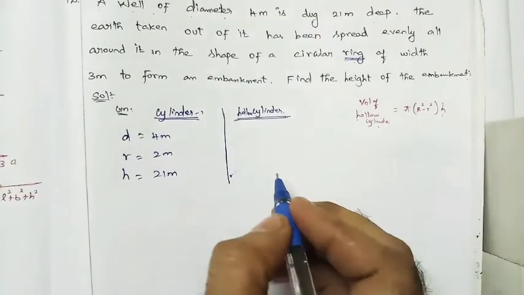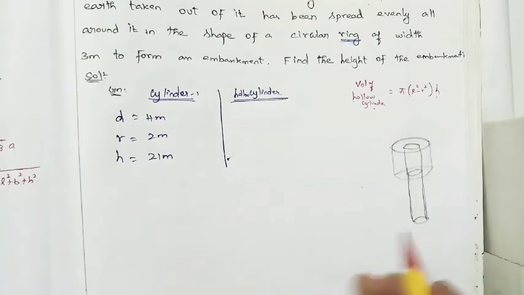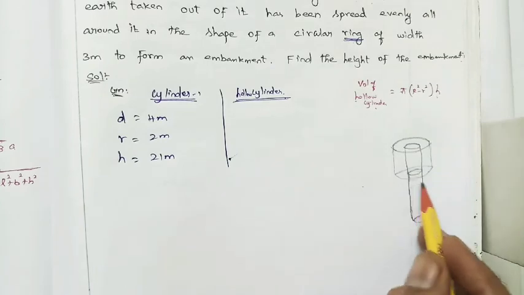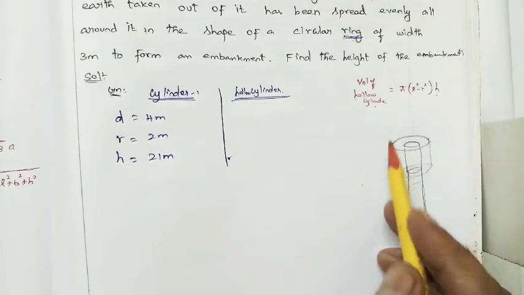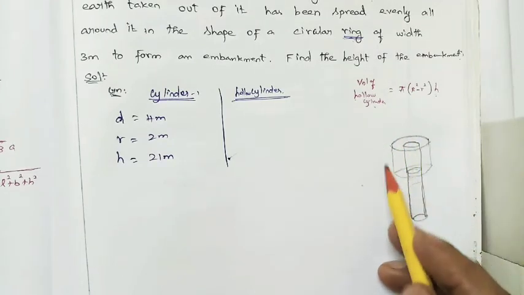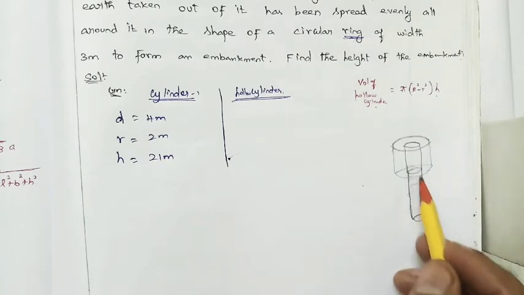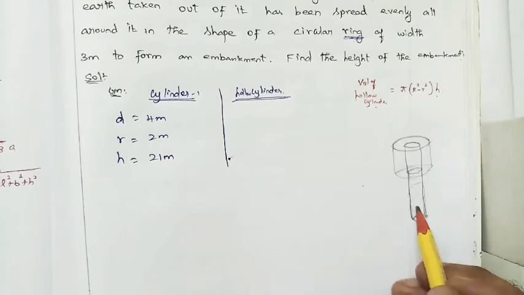For the hollow cylinder, how will it be? See that this part is nothing but the well, right? They are taking the earth from this well and constructing this. This is nothing but the embankment. So the volume of this cylinder, the volume of the well, is equal to the volume of this embankment. Both volumes will be equal, right?